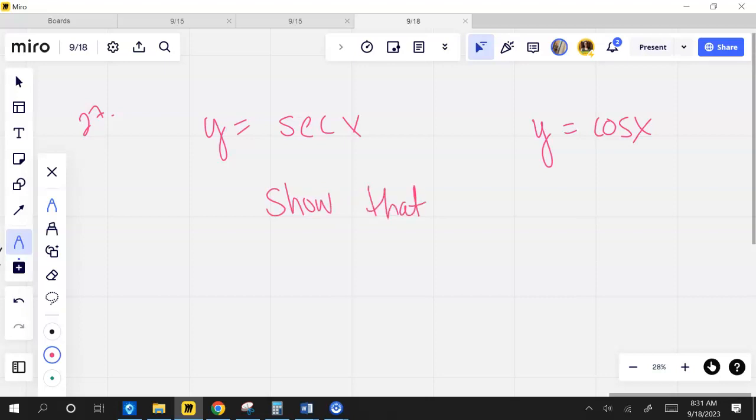Show that these two have horizontal tangents at x equals 0. Same thing we did Friday. This is just another day on it.